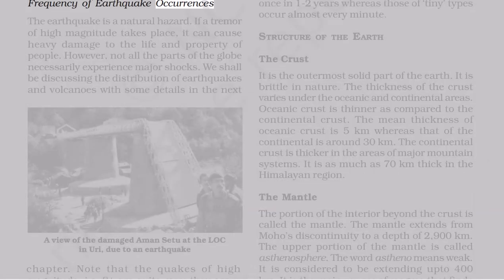Frequency of earthquake occurrences. The earthquake is a natural hazard. If a tremor of high magnitude takes place, it can cause heavy damage to the life and property of people. However, not all the parts of the globe necessarily experience major shocks. We shall be discussing the distribution of earthquakes and volcanoes with some details in the next chapter. Once in 1 to 2 years, whereas those of tiny types occur almost every minute.